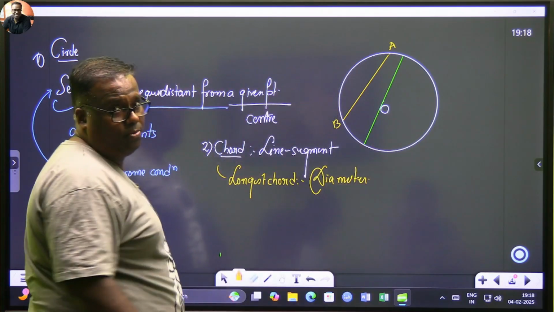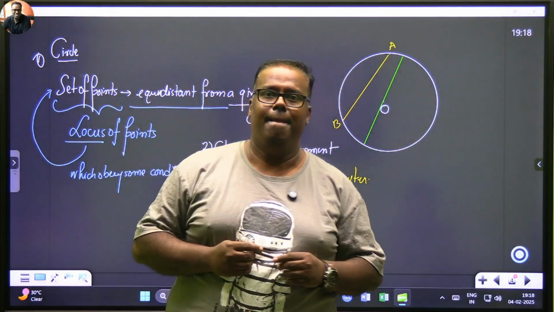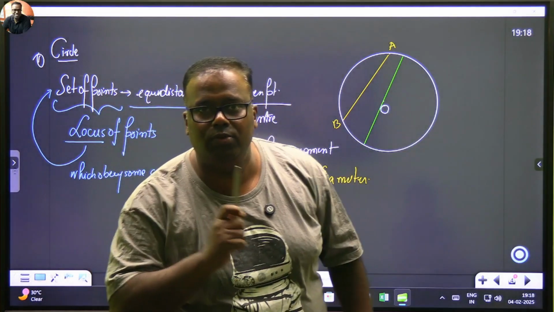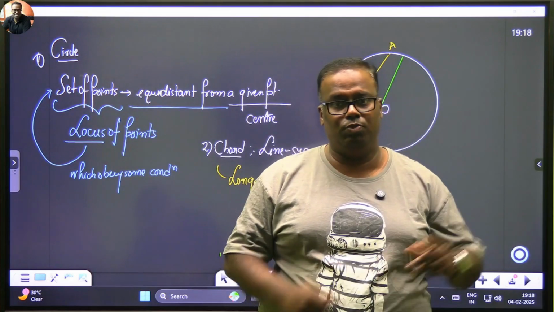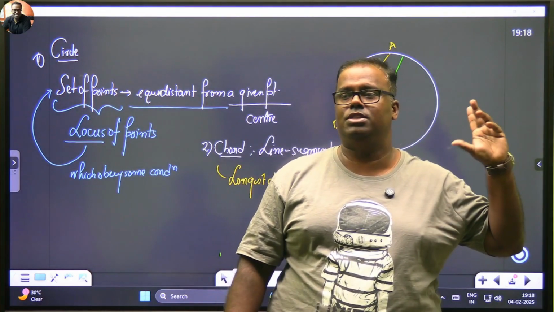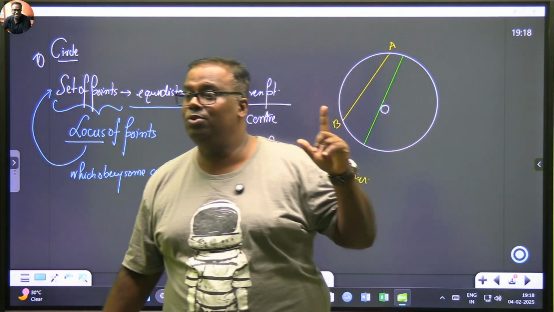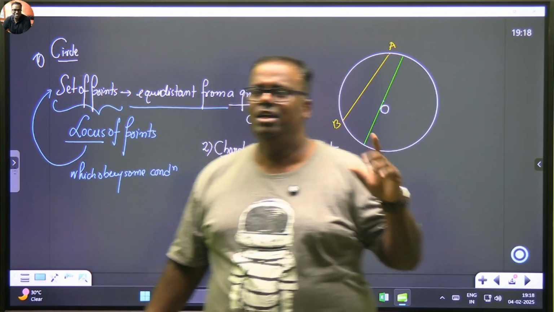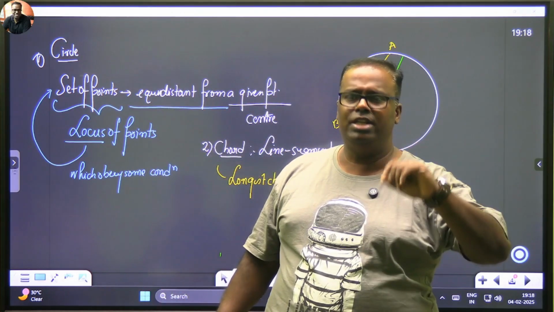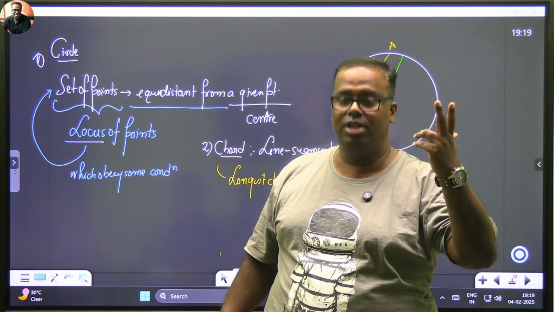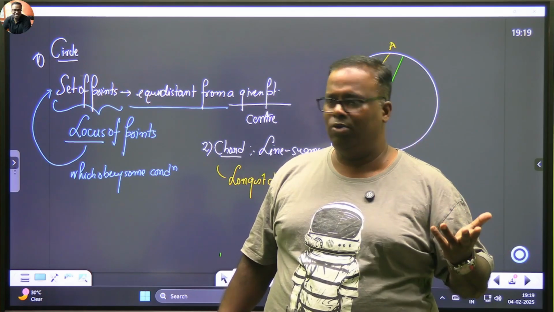Are we clear till now? All fine? So what all did we learn? We learned what a circle is. A circle is a locus of points which are equidistant from a given fixed point known as the center, and all those points together are known as the circumference of the circle. A segment which joins the center to any point on the circumference is known as the radius, and we have that. I hope you know about that.